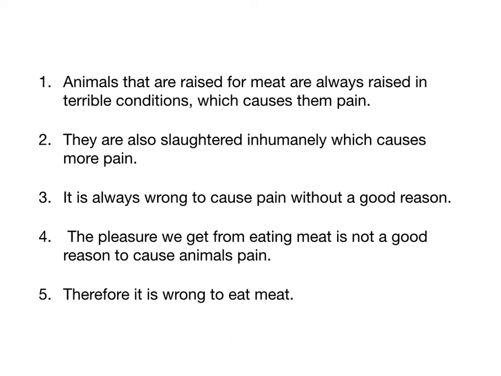Well, what is that? Well, 1 maybe. 1 says, well, animals that are raised for meat are always raised in terrible conditions. Is that necessarily true? At the very least, we want more proof for that claim. It's probably not even true because there are humane farm practices where animals have pretty good conditions. Maybe the meat most of us eat isn't raised in those conditions, but that at least exists. We might not want to accept this always claim.